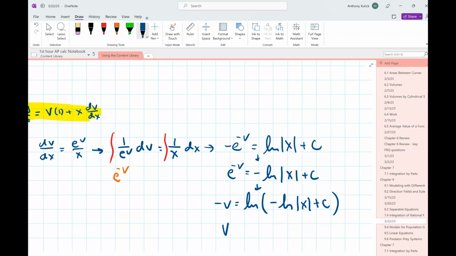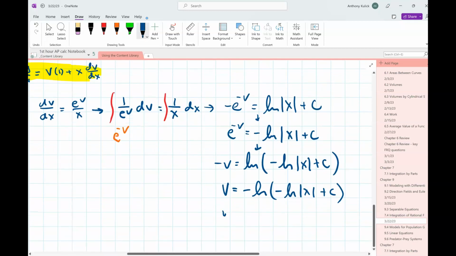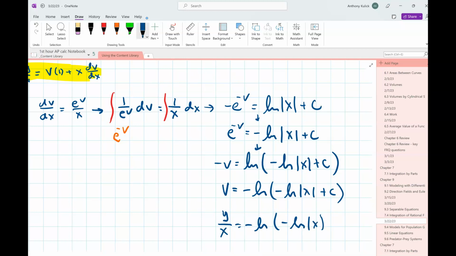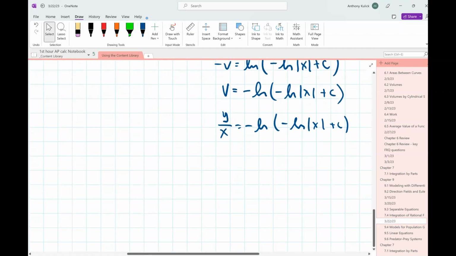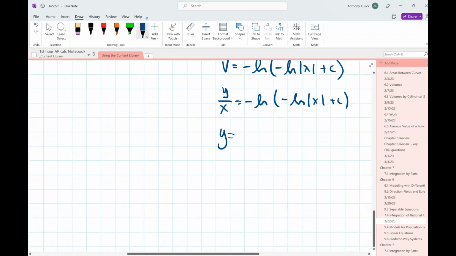Then we multiply through by the negative. And then we plug back in that v was y over x. And then we multiply both sides by x, and I'd say we're done here.